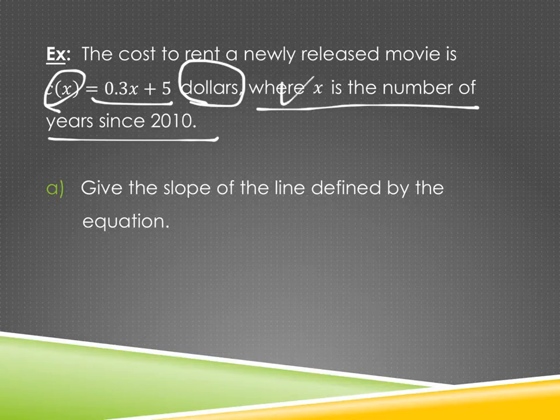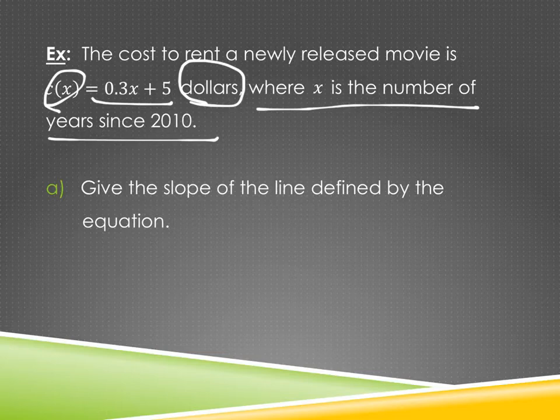Because if this isn't here, and somebody says, well, how much does it cost to rent a movie in 2017? You won't know what you need to plug in for x. Do you plug in 17? Do you plug in 7? Which is what we should, right? That's the way this is actually written. Do you plug in 2017? You don't know. So if you don't have this piece of information at the end, then you have no way to be able to use the information at all. That's why it's so important.